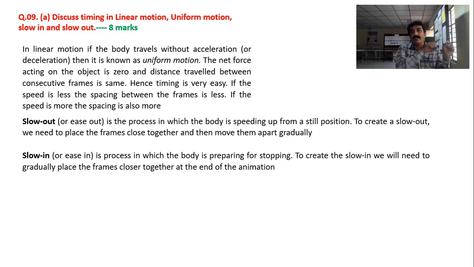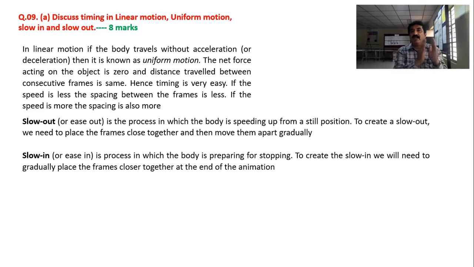From the initial point it gets accelerated. As it gets accelerated, spacing keeps on increasing. This is the slow out process. And when the car is ready to stop, it gets retarded or decelerated. Now the body is slowly reducing its speed, and it is called slow in. Slow out is the entry point, slow in is the exit point. Slow out is also called ease out. Slow in is called ease in. Ease out, ease in.